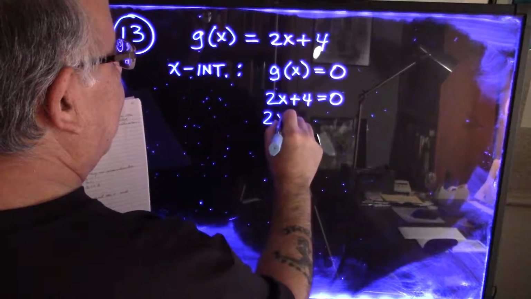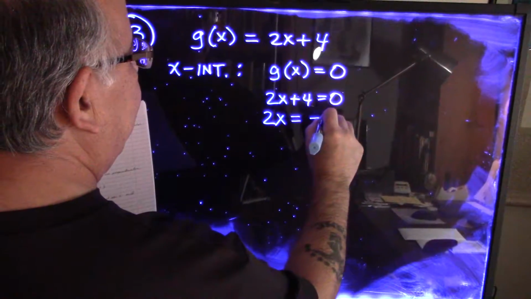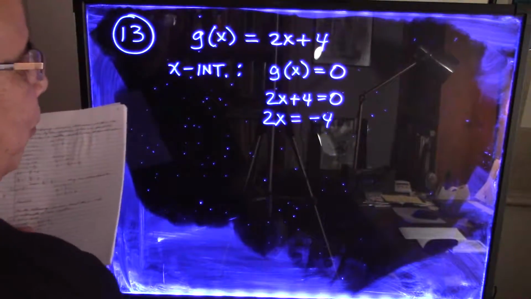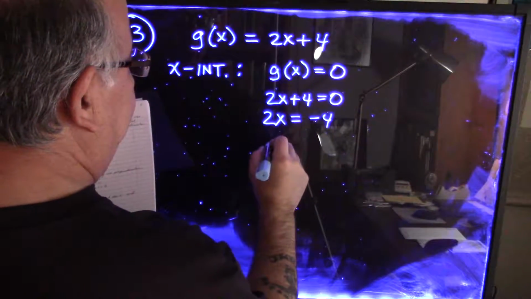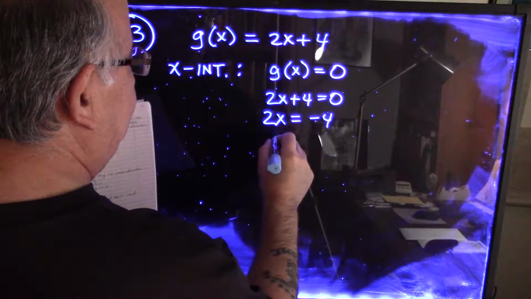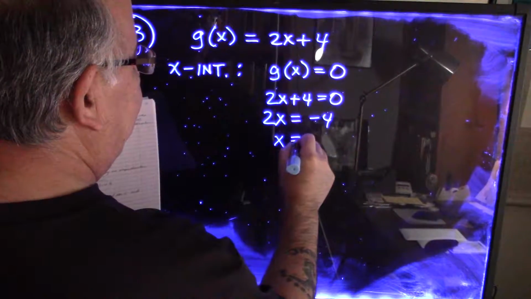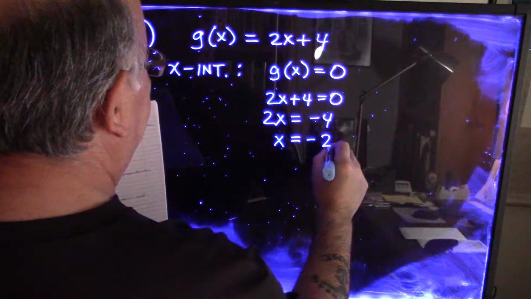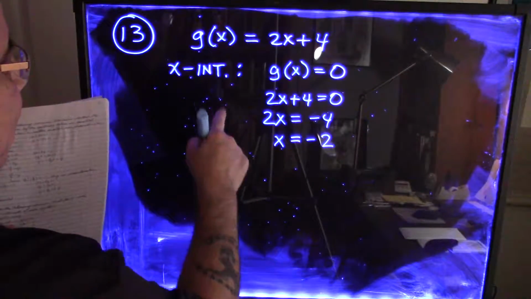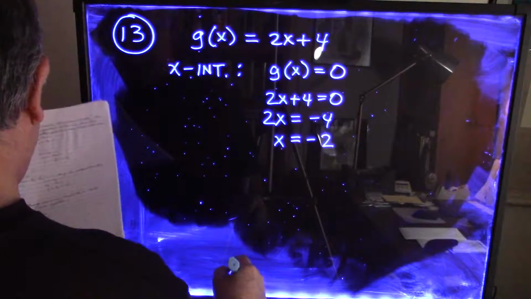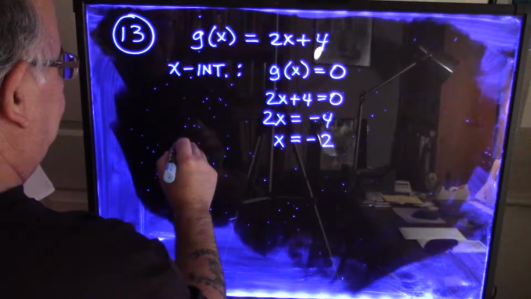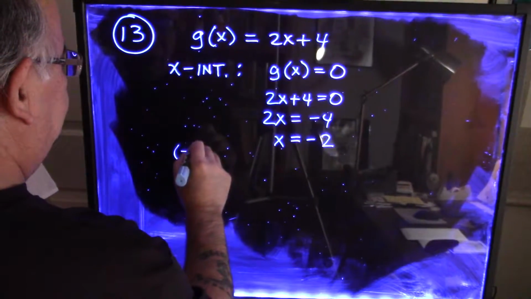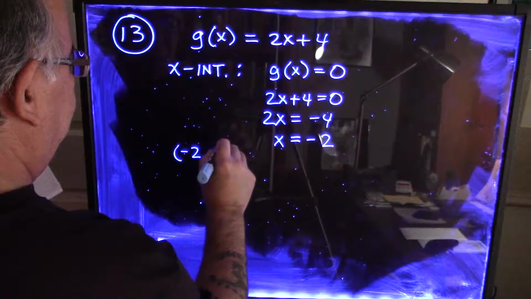So you transpose the 4 to the other side. 2x equals negative 4. Multiply both sides by a half, or divide both sides by 2. Same thing. So x equals negative 2. So again, the y-coordinate for the x-intercept is 0, and the x-coordinate's negative 2. So the x-intercept is negative 2, 0.